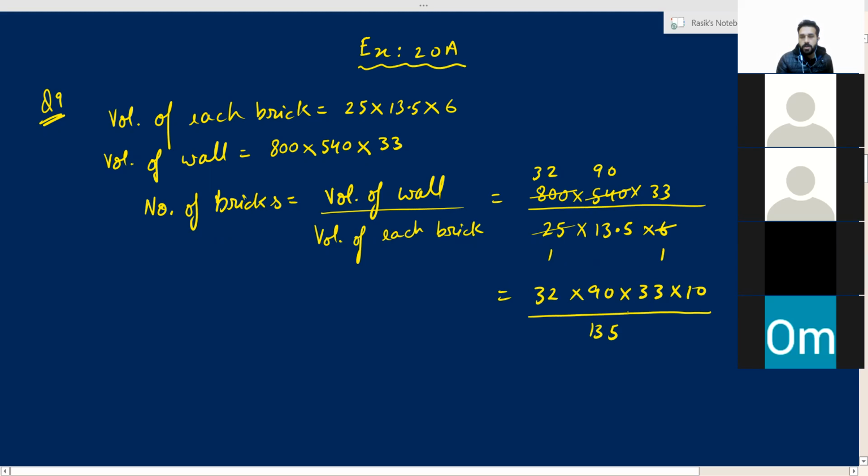Now, we can divide 135 by 45. I'm dividing by 45. We get 3. 90 you divide by 45, you get 2. 3 and 11. So 32 into 2 into 11 into 10. That means 32 into 22. So 22 into 2 is 44. 22 into 3 is 66. 66 plus 4 is 70. 7040 bricks will be required.